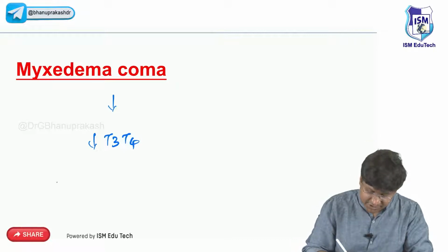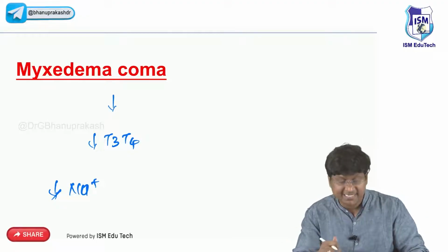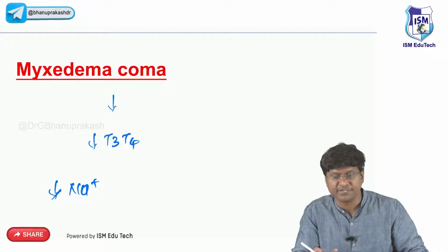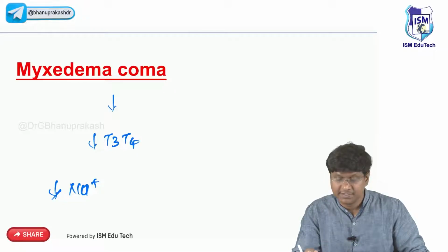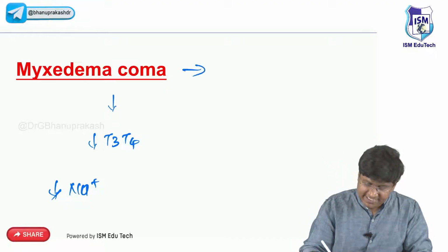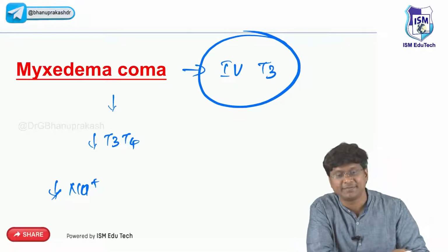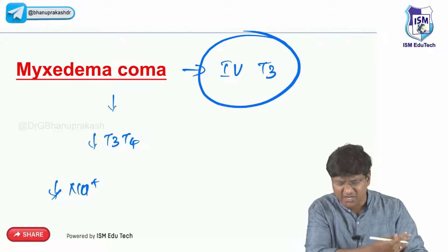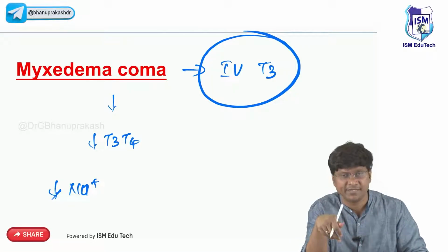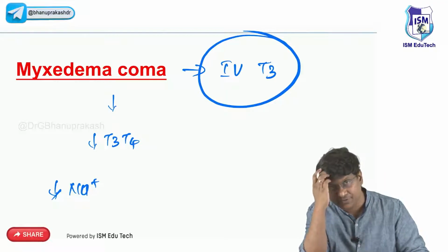And these patients can have dilutional hyponatremia, and that makes the individual develop into a state of coma. And there are certain precipitating factors for the development of myxedema coma, like sepsis, exposure to cold, hypoglycemia. These are the precipitating factors for myxedema coma. So in these patients, the drug of choice will be intravenous T3, that should be supplemented in case of the myxedema coma. And apart from that, whenever there is hypoglycemia, you need to give intravenous dextrose, and all other supportive treatment should be given.